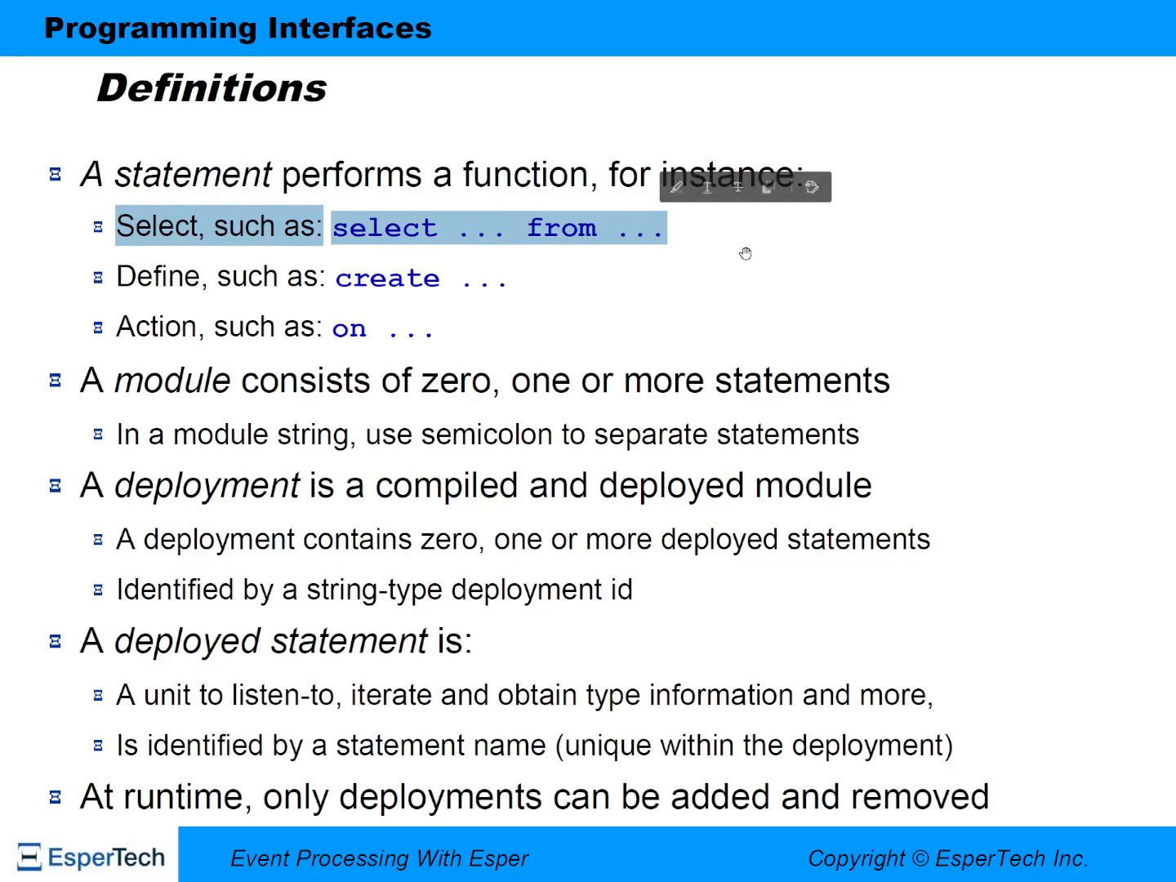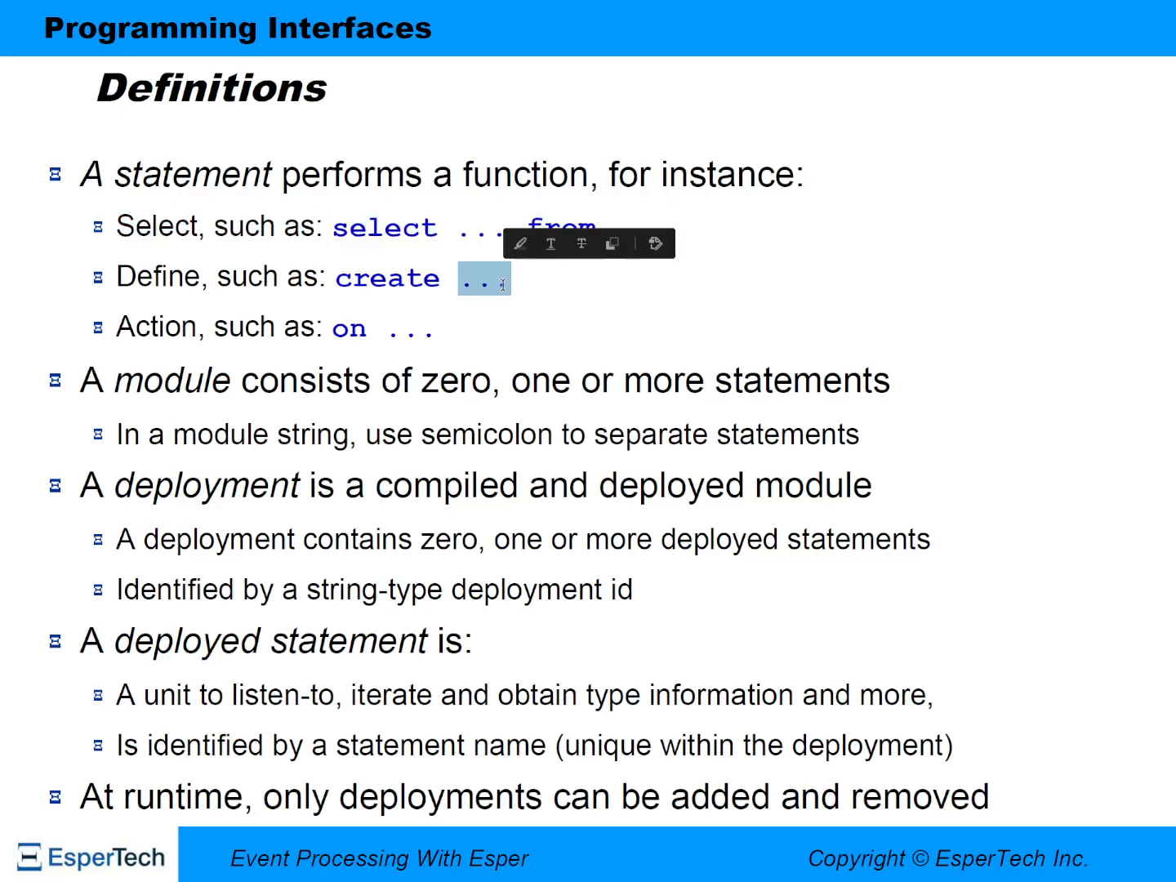The select statement selects from streams, patterns or other things. This type of statement always has a select clause and a from clause. A select statement can use insert into to produce a stream, and can use many other clauses that are not shown here.